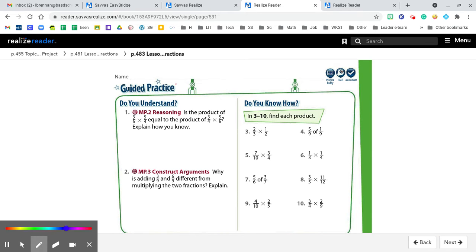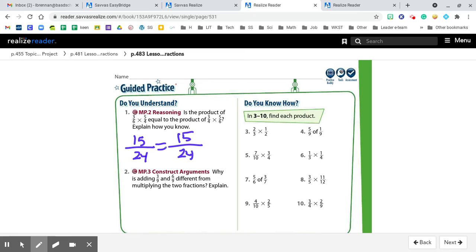The next page asks: is the product 3/6 times 5/4 equal to the product of 3/4 times 5/6? Yes, it is. 3 times 5 is 15. 6 times 4 is 24. 3 times 5 is 15. 4 times 6 is 24. Yes, they are equal to each other because we have the commutative property of multiplication. It doesn't matter what order. If you do 3 first or 5 first or whatever, you're still going to get the same values.